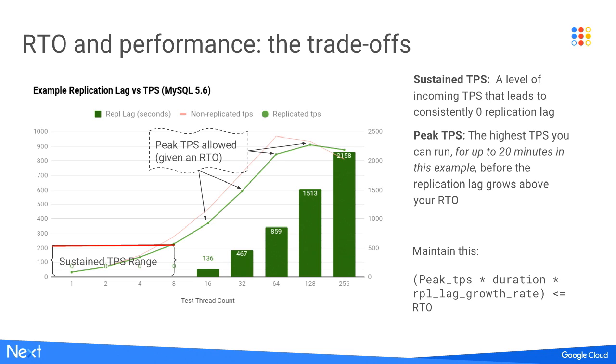On this slide, it's the same picture as the previous one. I marked two distinct TPS ranges. The first one is what I call the sustained TPS range. In the sustained TPS range, it ranges from 0 to 200, and you can run from one test thread to 8 test threads. In this range, your replication lag is virtually 0. So you can run your application at this TPS for a very, very long time without ever needing to worry about violating your RTO.